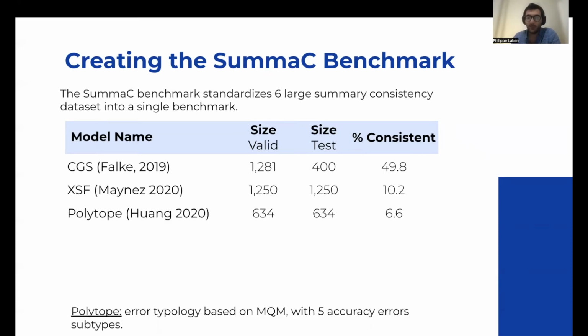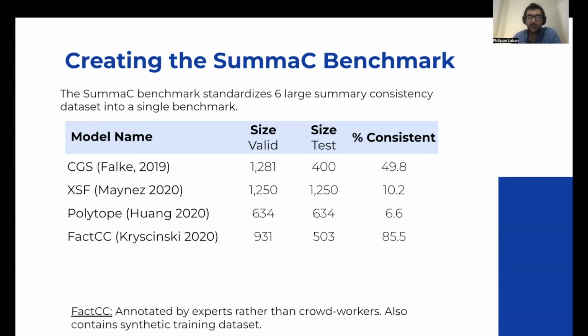The third dataset is Polytope. Polytope is the first of the datasets to introduce a typology of errors. They introduced 5 types of accuracy errors. The fourth dataset is FactCC.